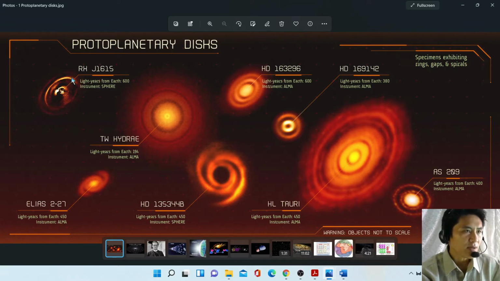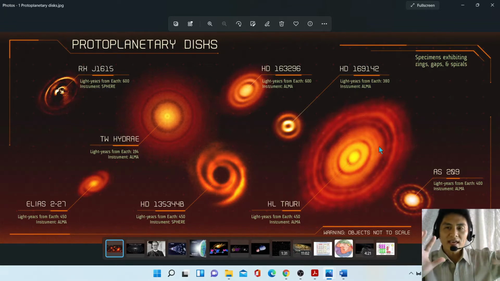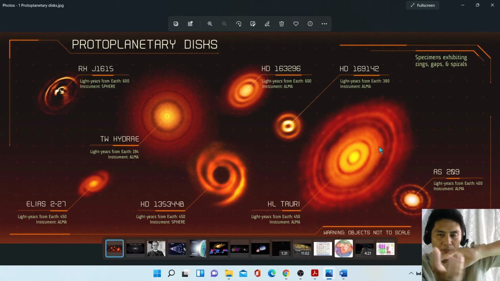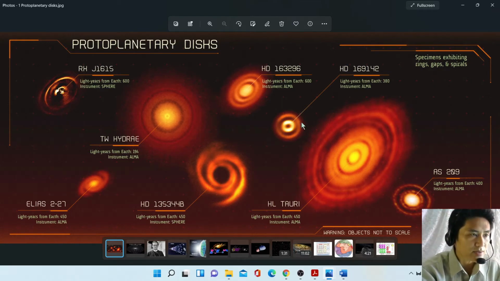So, for example, here is XJ161. You see that disk? This is a disk. But if you notice, it's a disk, but it's still made up of dust. So, in this case, the blob of particles has flattened out. So now it's a disk. But the planets have not formed yet. Okay? The planets have not formed yet.